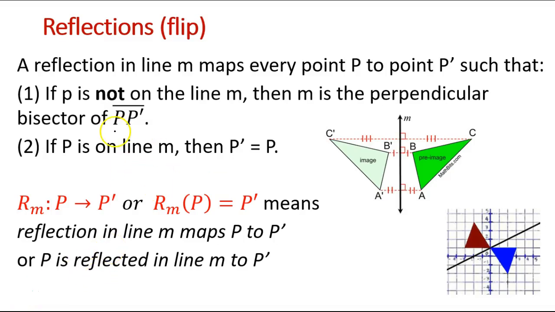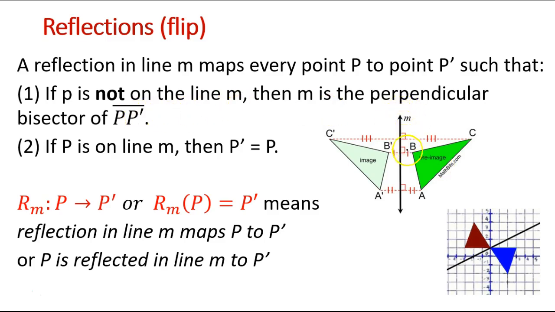Hello. Next we look at reflections. A reflection in line M maps every point P to P prime, such that if P is not on the line M, then M is the perpendicular bisector of the line segment PP prime.